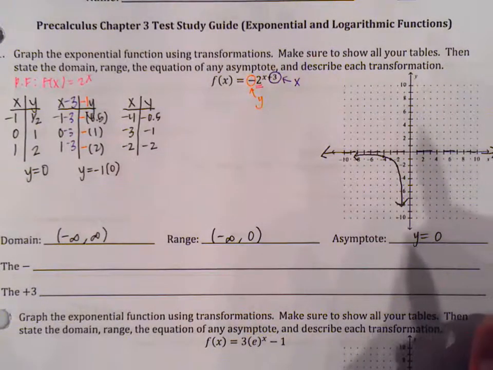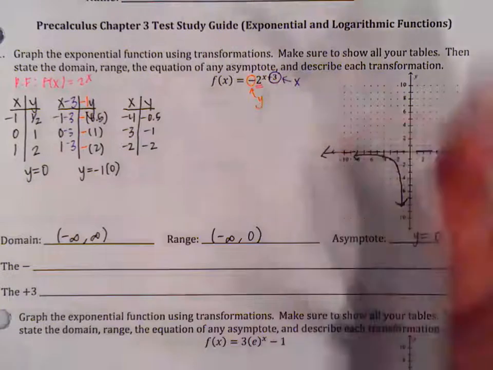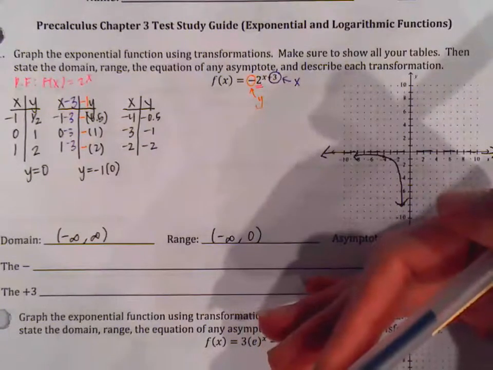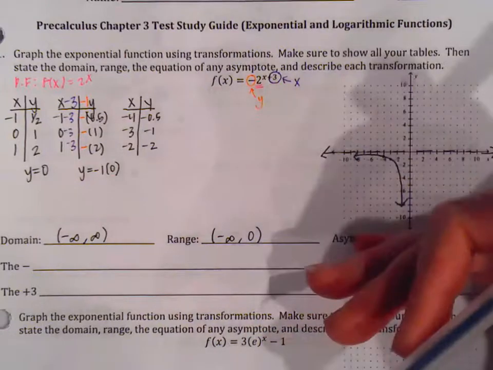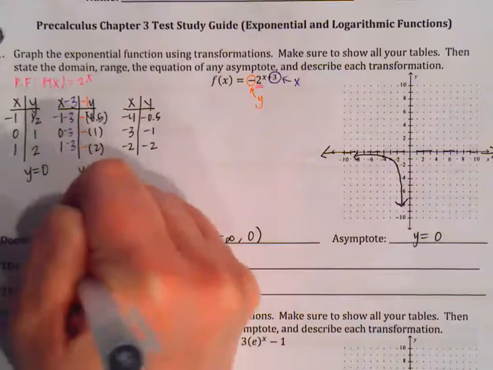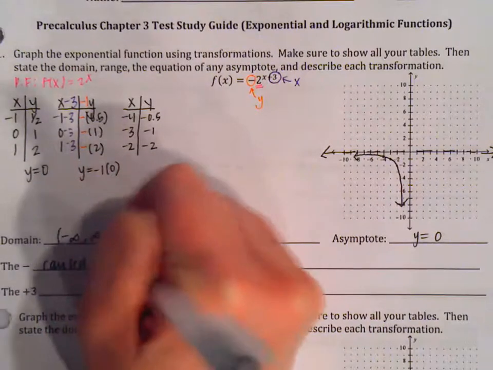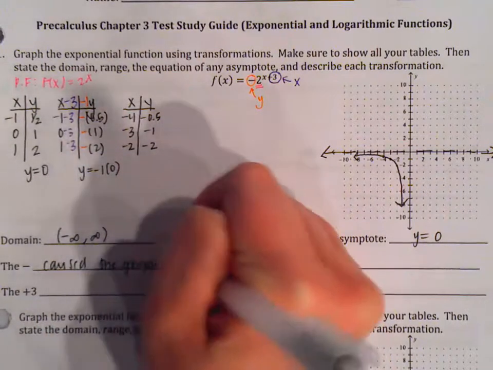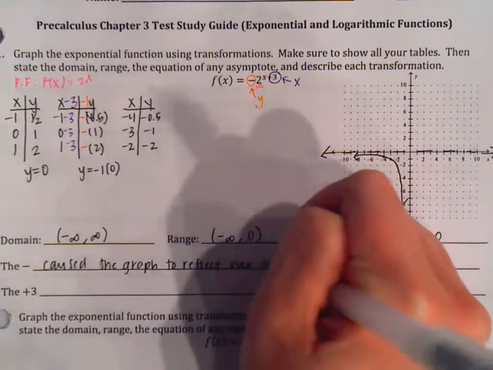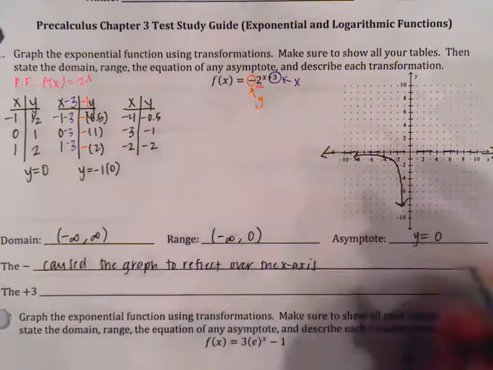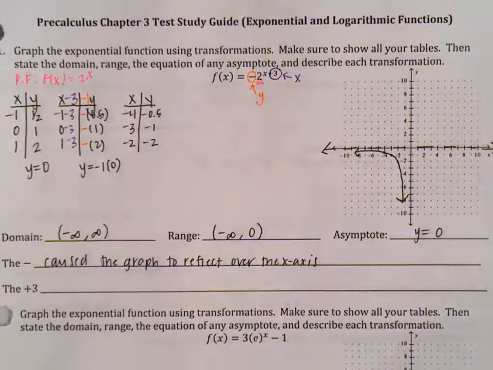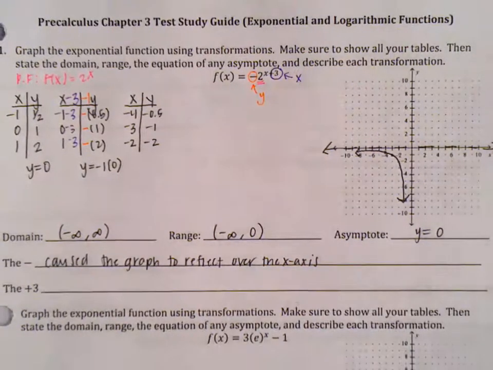And then we can talk about the transformations. The negative caused the reflection. And remember, a negative always causes a reflection. And so it reflected over the x-axis. So the negative caused the graph to reflect over the x-axis. Remember, when you talk about a reflection, you need to say what it reflected over. So you can't just say it caused a reflection. You've got to say over what specifically.